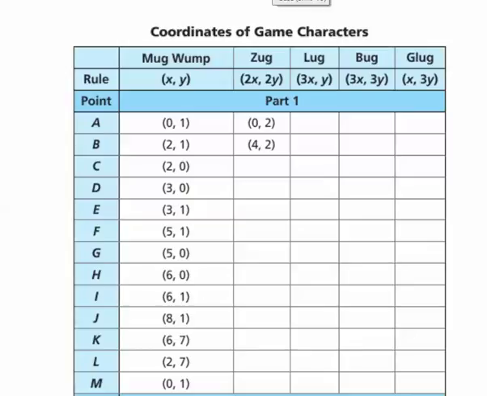All right, investigation 2.1, the Wumps! Our favorite day of the year, drawing the Wumps. That's right, the Wumps. All right, so we have Mugwump, and the rule for Mugwump is just x comma y, which essentially means that the coordinates for this figure that you drew are going to be x comma y. Simple enough.